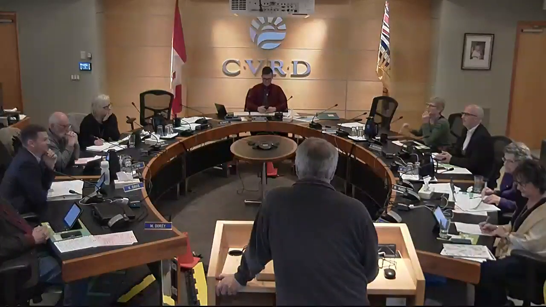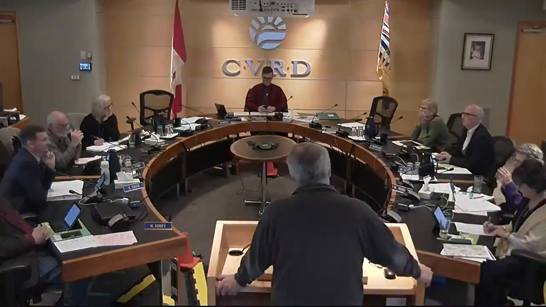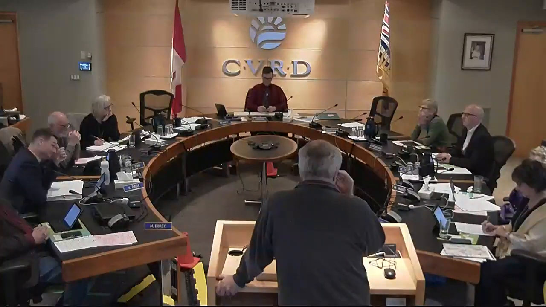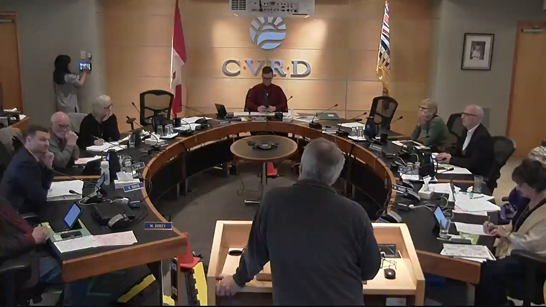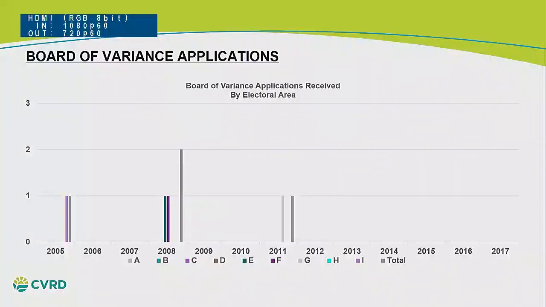And so those few applications that blipped up on the chart when I was on that page were, I think for the most part, things that went before this board first as a development variance permit, and the answer was no, and then they appealed to the Board of Variance, and I think in most cases the answer there also was no. But yeah, there's certainly an overlap, and it's a rarely used function at this time. Thank you, Mr. Conway.